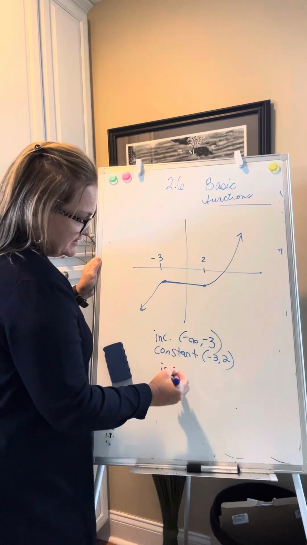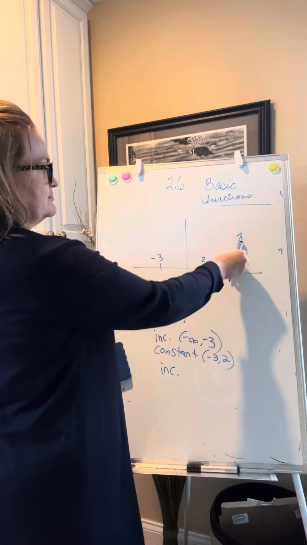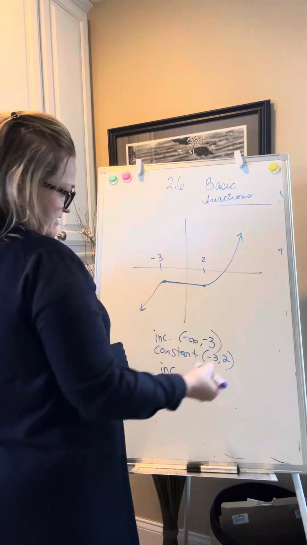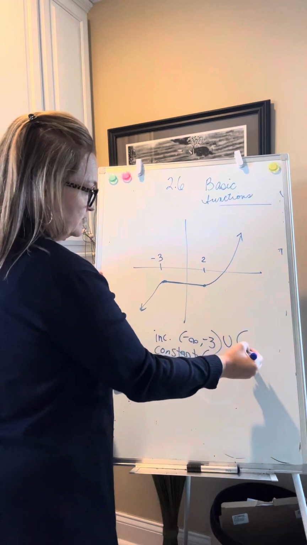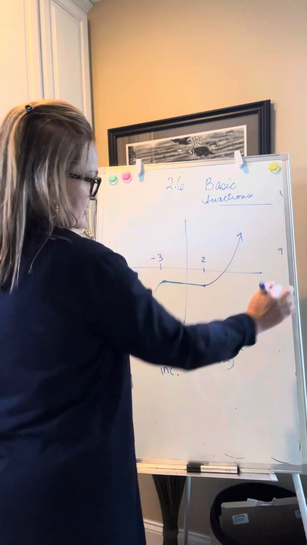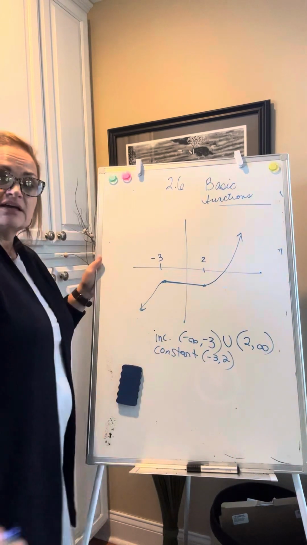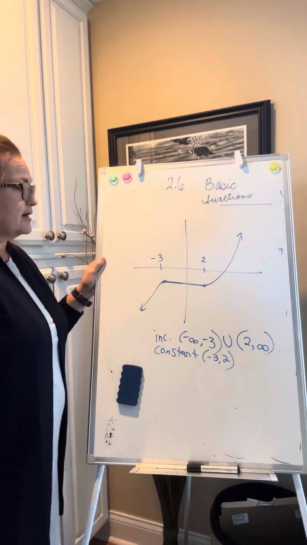And then it's increasing again. Notice this parabola shape. That's a positive slant on it. So it's increasing again. So we might just say union at 2 and then on over. And that's how we could designate that. So we didn't have any decreasing part on that one.